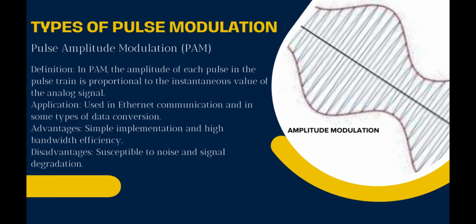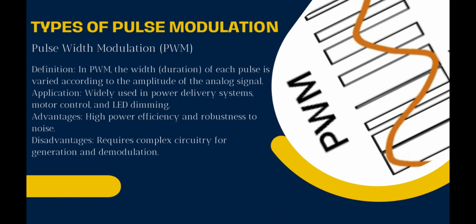Advantages: simple implementation and high bandwidth efficiency. Disadvantages: susceptible to noise and signal degradation. Second is pulse width modulation (PWM). Definition: in PWM, the width or duration of each pulse is varied according to the amplitude of the analog signal.